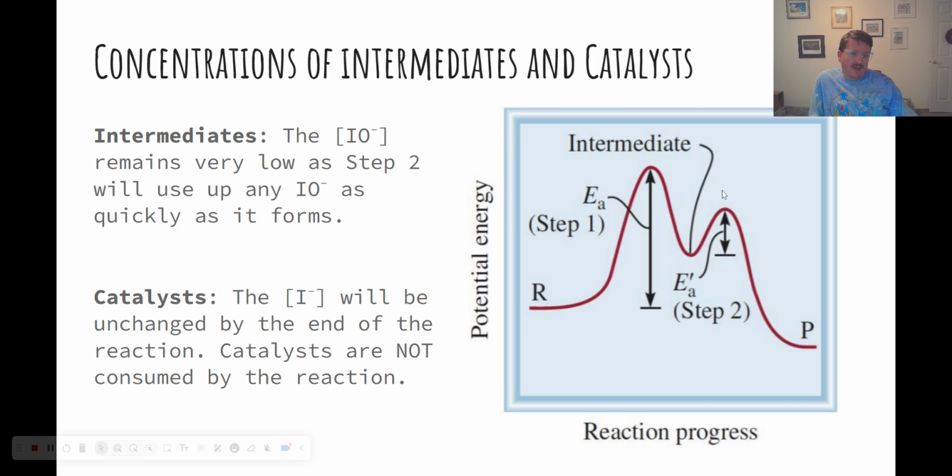Remember, these fast steps happen very fast, so anything we make is just going to be instantly consumed. And so if we're trying to monitor how much of this stuff we're making, it's going to be difficult to monitor. The I⁻, it says, is going to be unchanged by the end of the reaction because we used it, but then it was reproduced. So it's kind of hard to tell what's going on with that. It kind of disappears for a little while and then it gets reproduced.